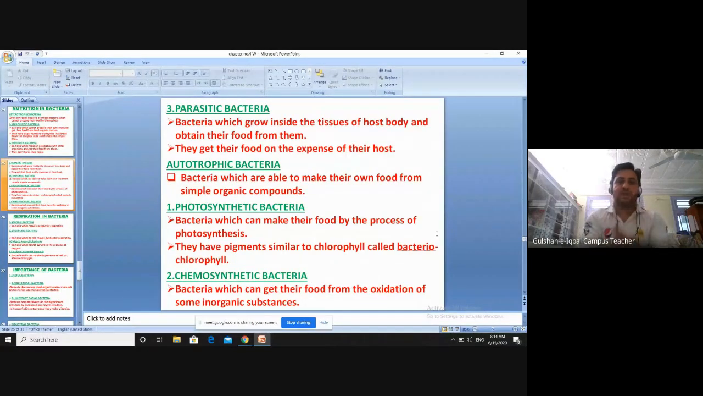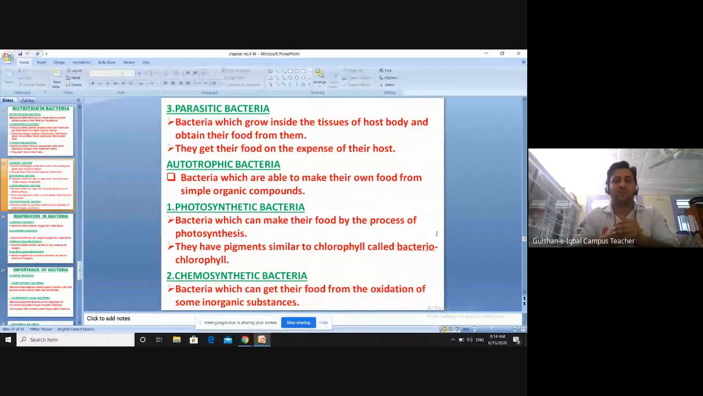Now we are coming to the second group of bacteria, that is called autotrophic bacteria. Autotrophic bacteria are those bacteria which can make their own food from simple compounds. They combine simple compounds and make their food out of them. There are two types of autotrophic bacteria. One is known as photosynthetic bacteria. As you know, photosynthesis is a process in plants which makes food for them. But certain bacteria can also make their food by photosynthesis because they have a pigment similar to chlorophyll, known as bacteriochlorophyll. With the presence of bacteriochlorophyll, photosynthetic bacteria can make their food.